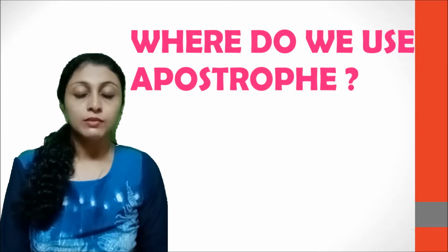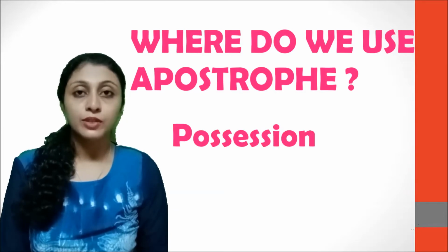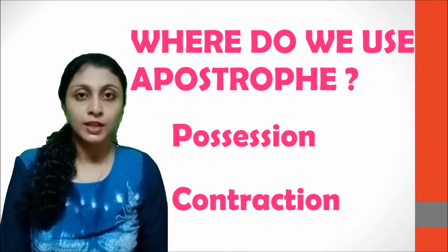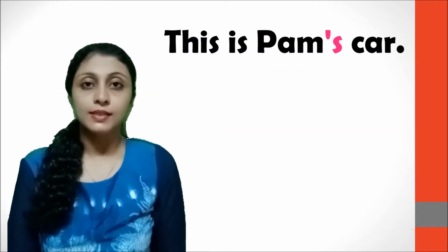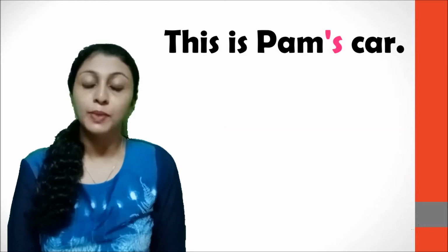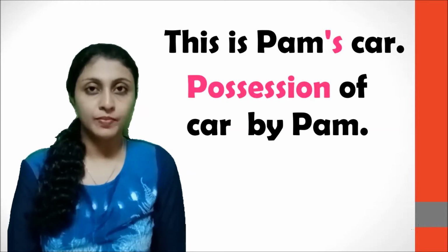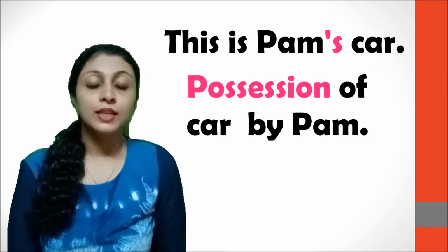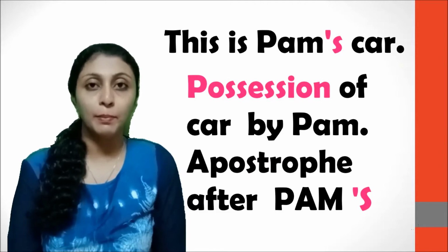Apostrophe is used mainly to show possession, and it is also used for contraction, which means if there are two words and you want to shorten them and make them into one word, then in such cases an apostrophe is used. This is Pam's car. Pam is the name of a person, and when Pam owns a car, it shows possession. To show possession, you need to add an apostrophe with an S, and it comes after the name Pam.